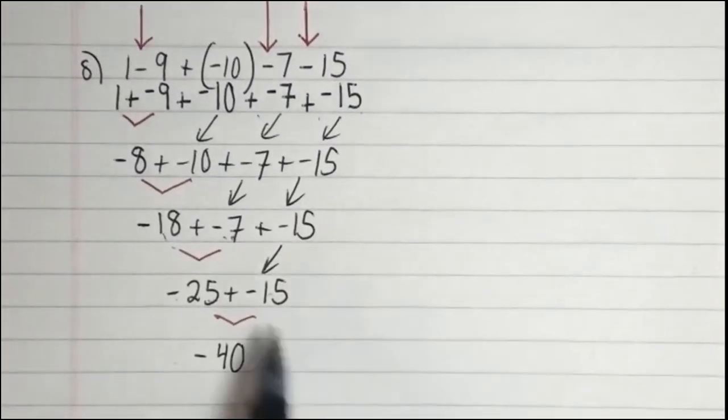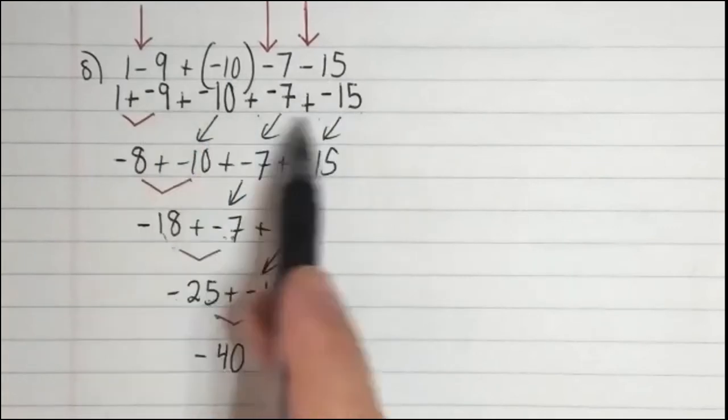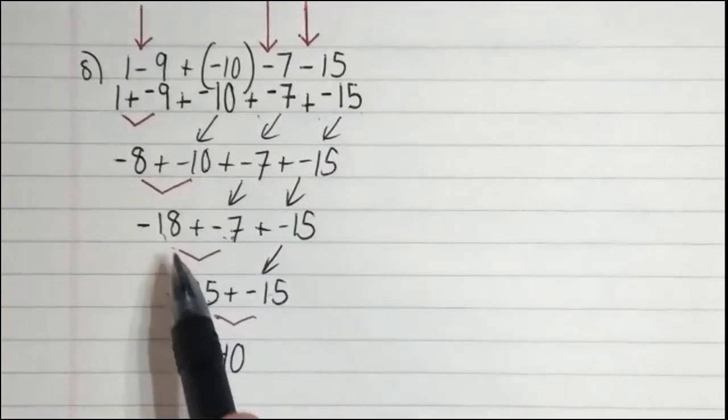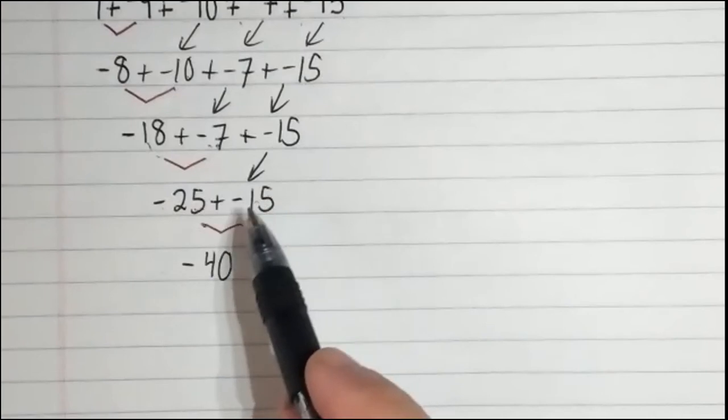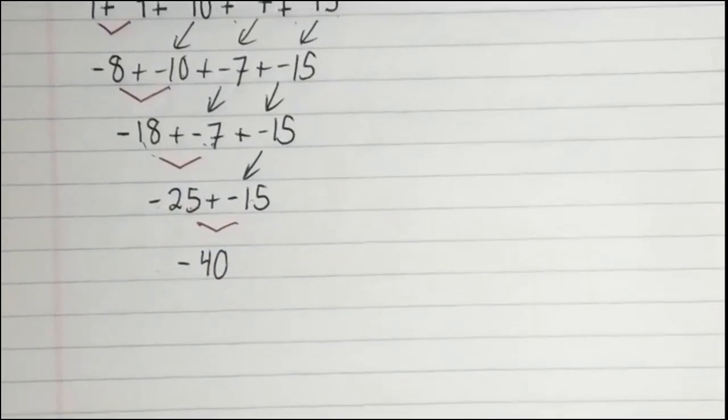So again, a recap: we just changed all the subtractions to additions, and then we just kept working left to right, one step at a time.